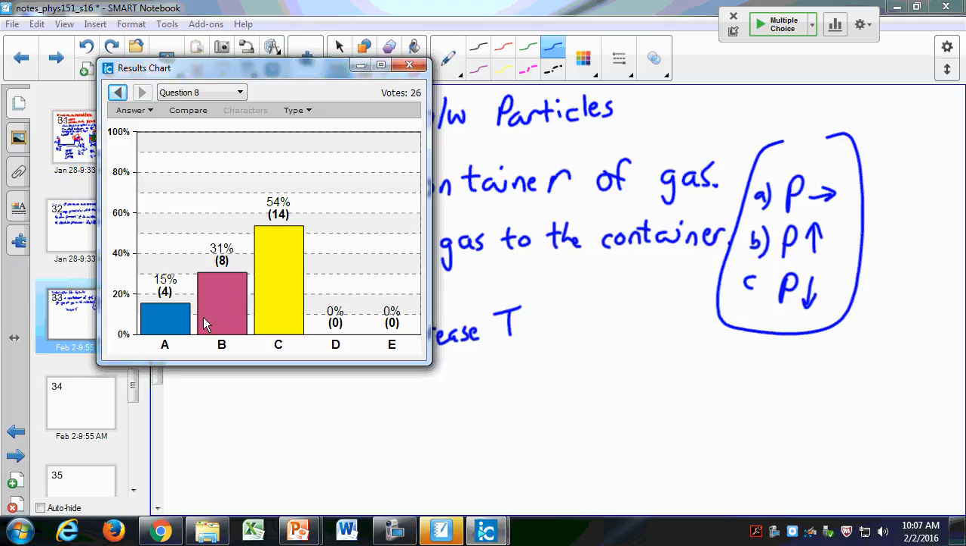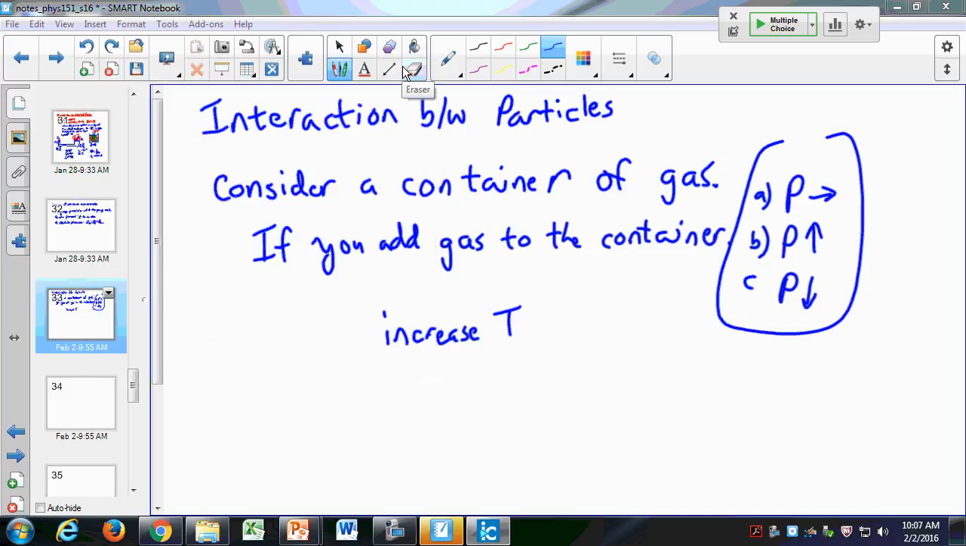Maybe that's not so intuitive, but the right answer there is B. If I increase the temperature, think of a balloon. What happens if you heat up a balloon? It gets bigger and bigger because as you increase the temperature of the gas, the pressure increases and it causes it to expand.